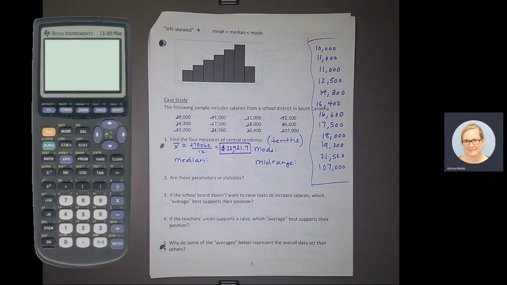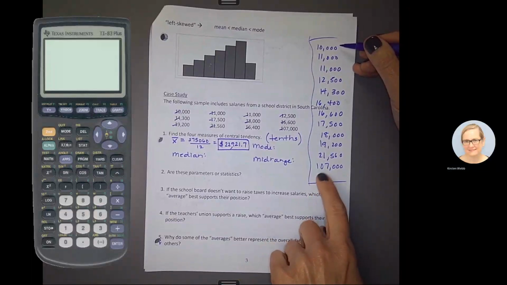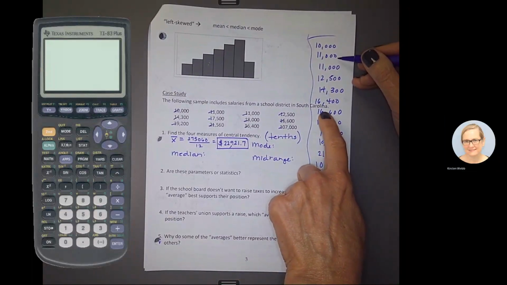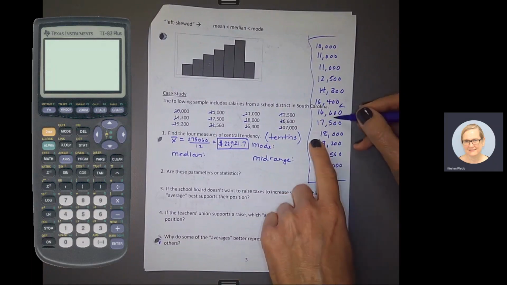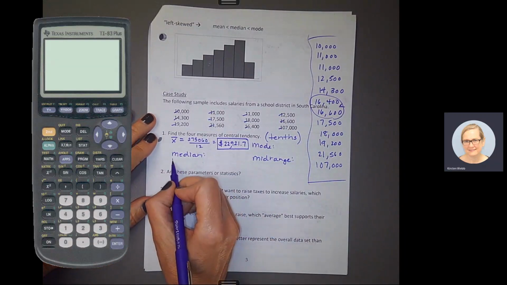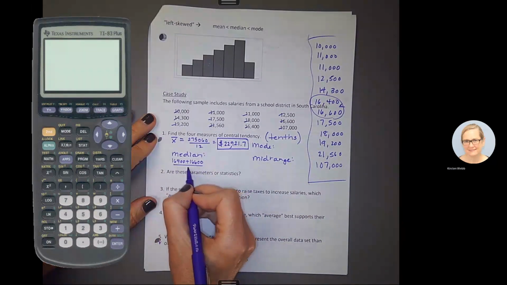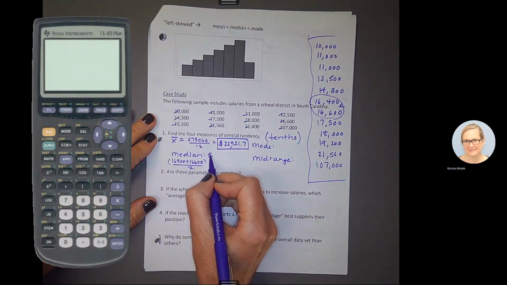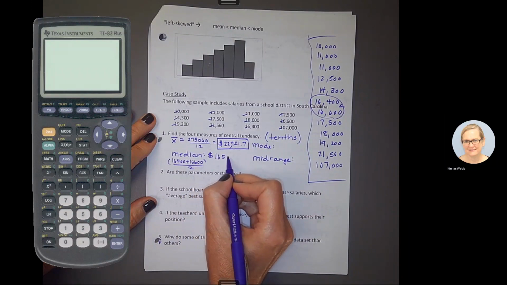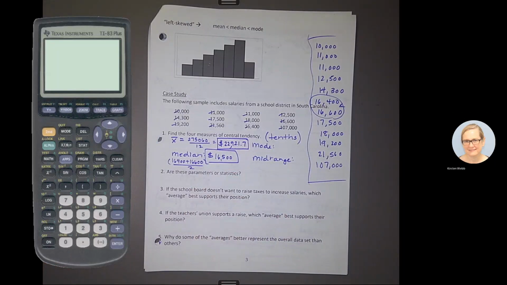And do we like the looks of the median on the board? 16,500. Once the numbers are in order, we're gonna count in from each side. Looks like we have a tie this time. So we'll want to add 16,400 and 16,600. Divide by 2. Looking good. Anything we can help out with so far?